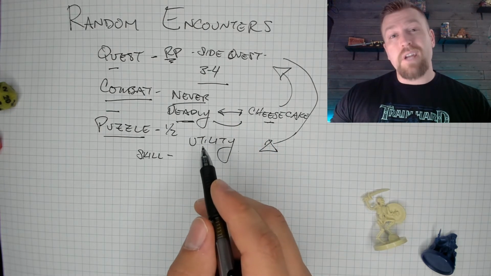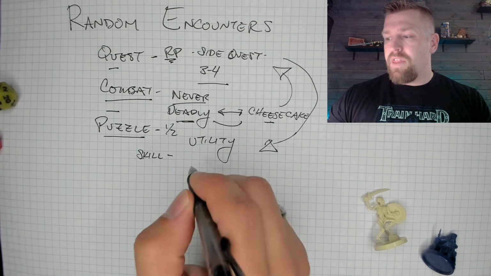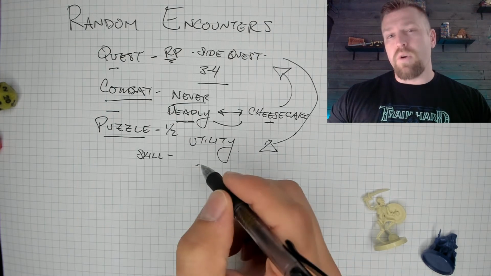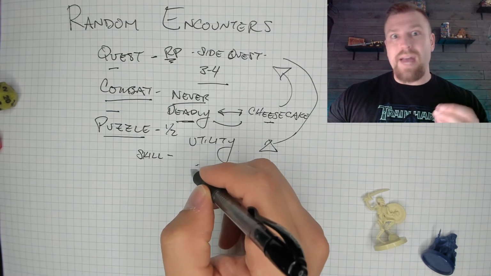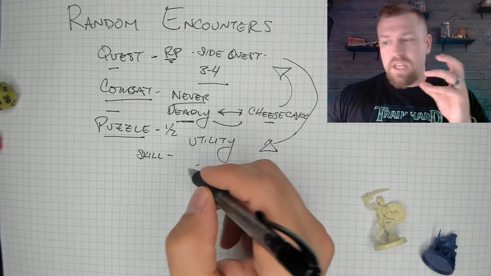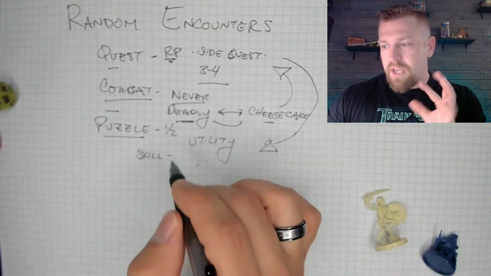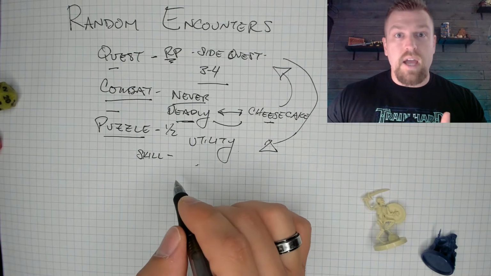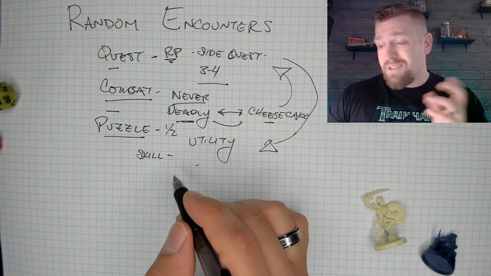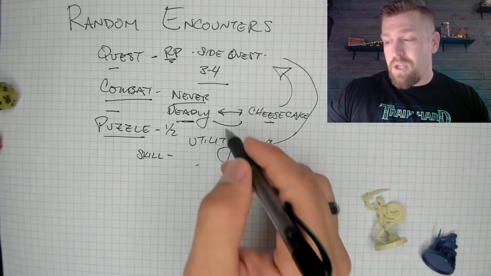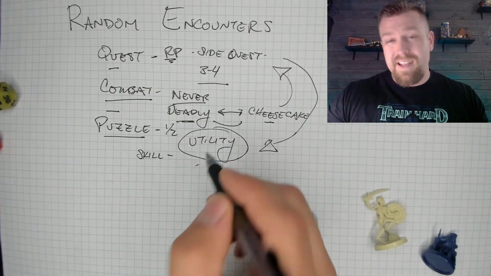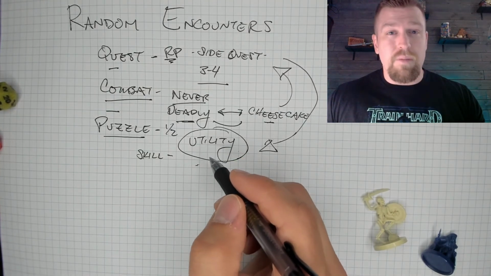But if you toss in a couple utility encounters, this gives your players the opportunity to roll the dice without having to fight anybody. So they get to role play a little bit, they get to use their character, they get to use their dice. This is D&D. This is tabletop role-playing. But you need to be deliberate in building these utility random encounters.